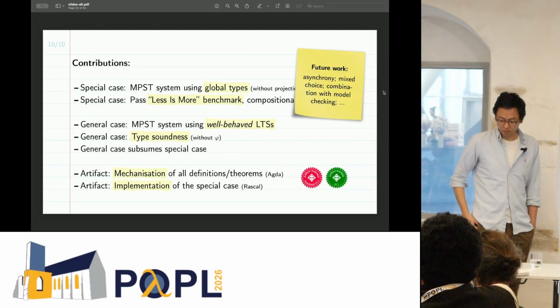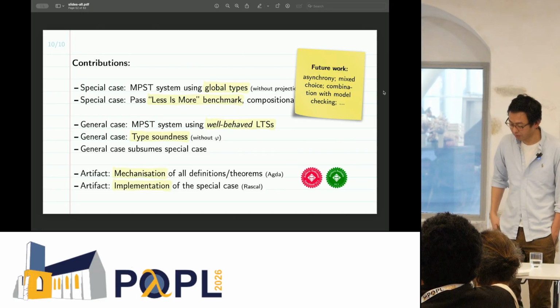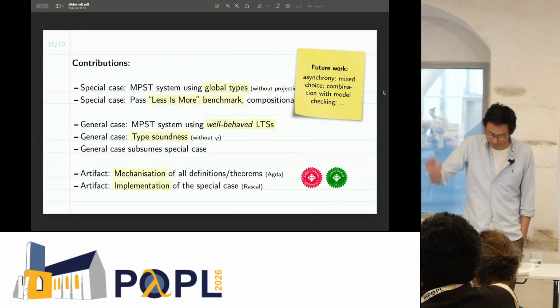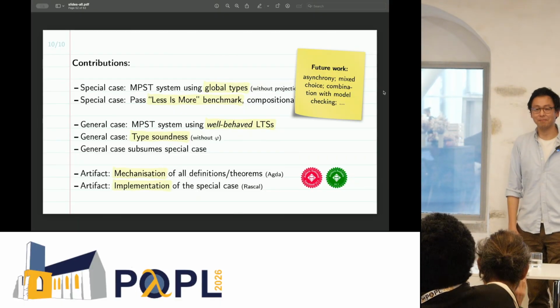This is again the slide with the contributions. I won't go through them in detail again. There's some future work I can mention, but I think I ran out of time, so let me not do that. Thank you for your attention.